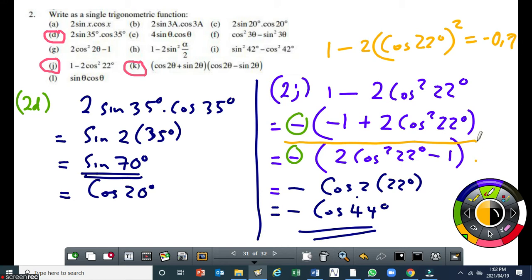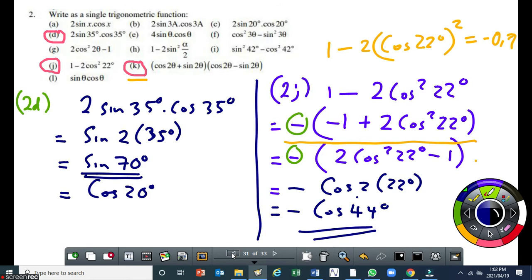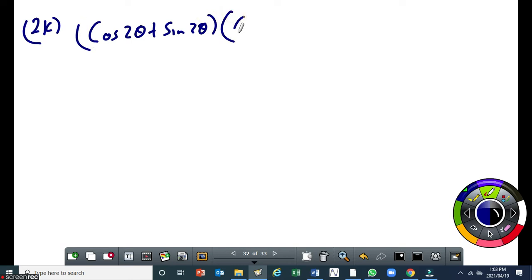Any question? If you don't have any question, then let me move on to the next page. So we have got question 2K. We have cos 2 theta plus sine 2 theta times cos 2 theta minus sine 2 theta.